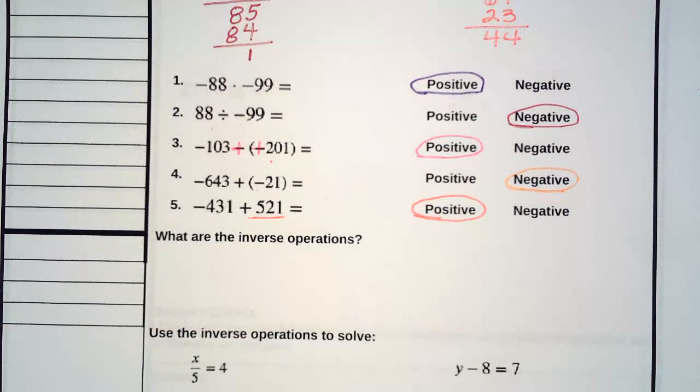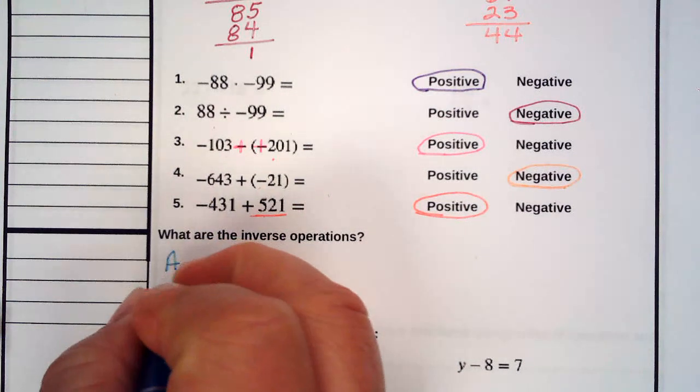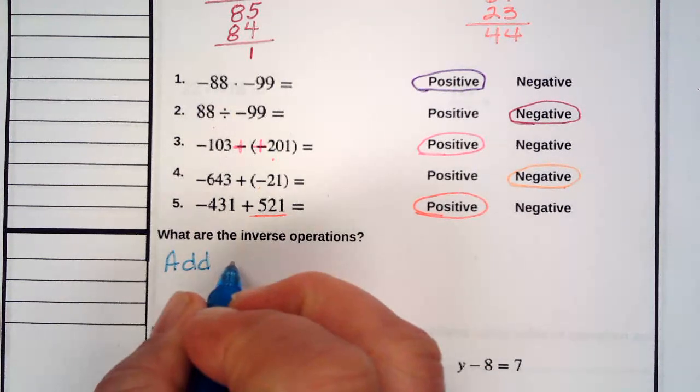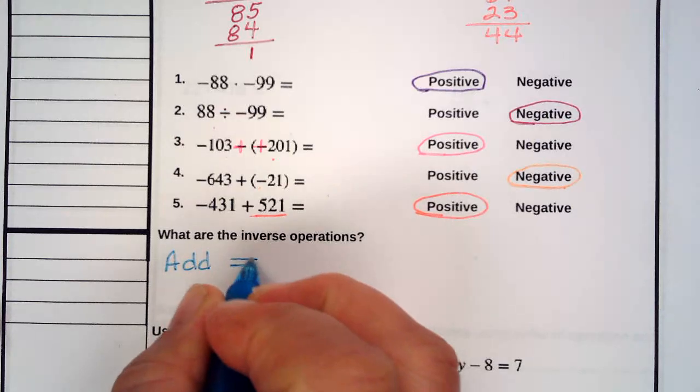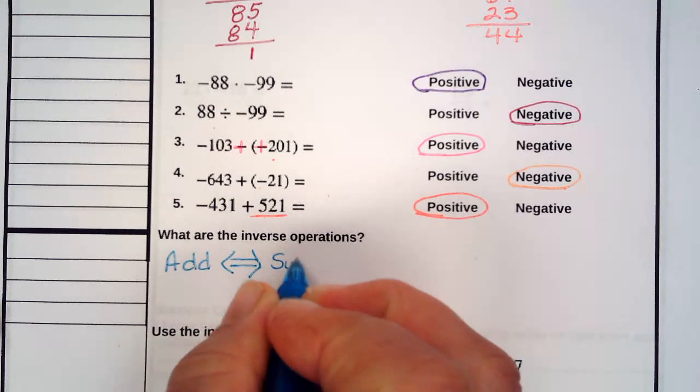What are inverse operations? Inverse means that it will undo what's happened. So the first thing you learn to do is to add. What operation will undo addition? If I add and I want to undo it, then I have to subtract.